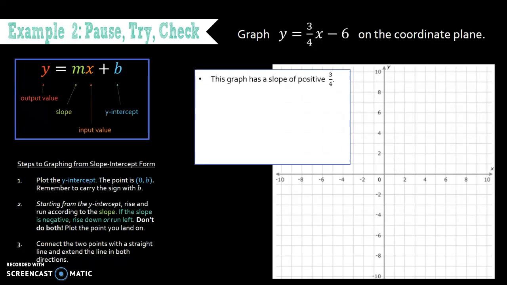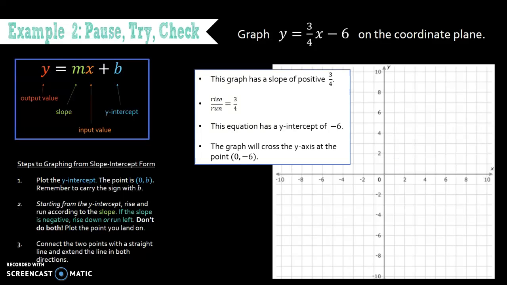Hopefully you identified that your graph has a slope of positive 3 over 4. That means your rise is 3 and your run is 4. And your y-intercept is negative 6. So you're going to start your graph at the point (0, -6). That's the blue point that you see. And now let's rise 3 from this point, 1, 2, 3, and run 4. 1, 2, 3, 4. And then connect the 2 points that you plotted.